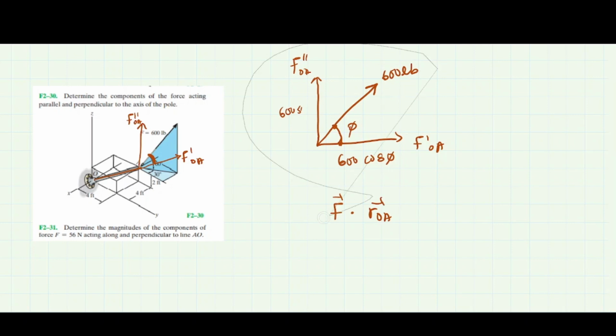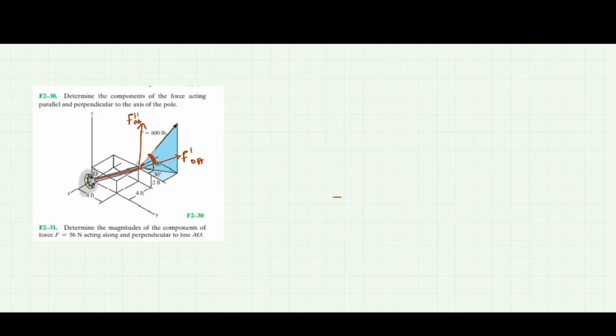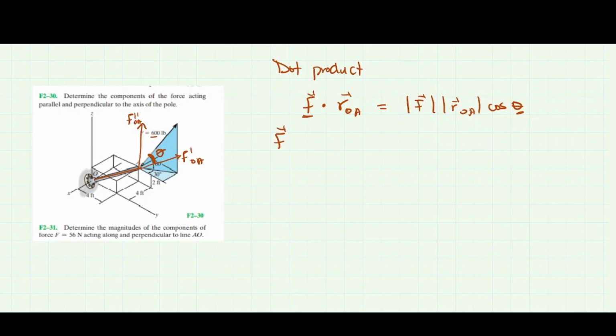Whenever we are talking about the angle between two vectors in 3D space, just think dot product first. So the dot product between the force F and the vector ROA is simply equal to their magnitudes multiplied by cos of the angle we're looking for between them. Let's call it theta. So we're going to be able to find theta now. Basically we need to find the force vector. We already know its magnitude, 600 pounds.